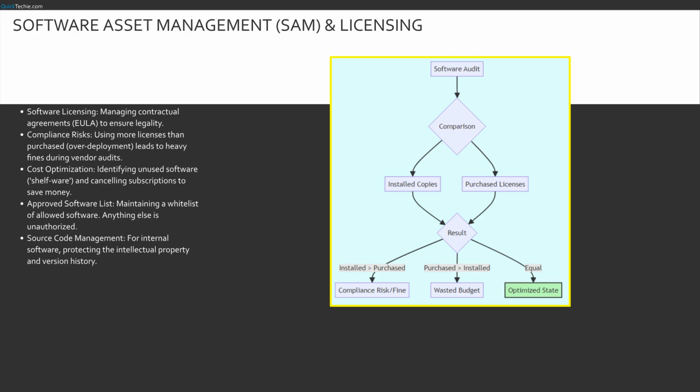We also maintain an approved software list. If a program isn't on the list, it should not be on our network. For software we write ourselves, we manage the source code as a critical asset, often using escrow agreements to protect it.